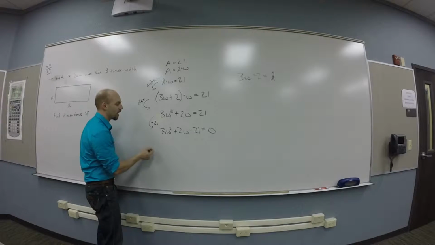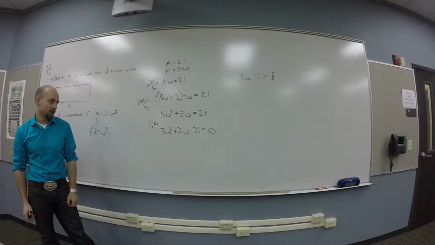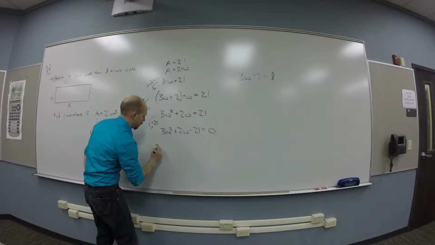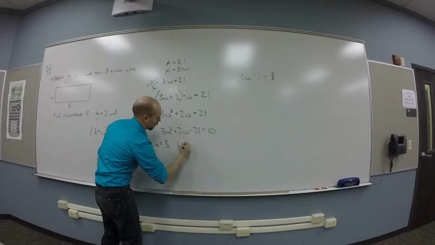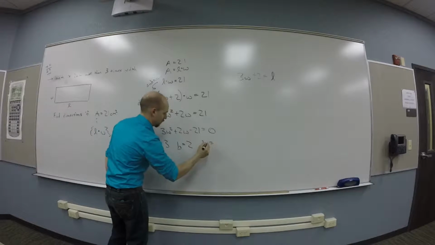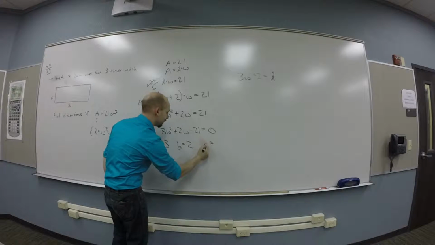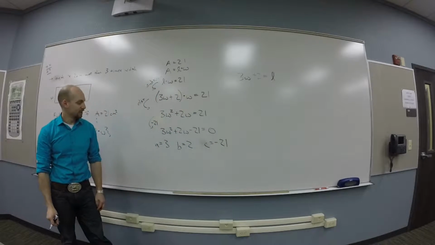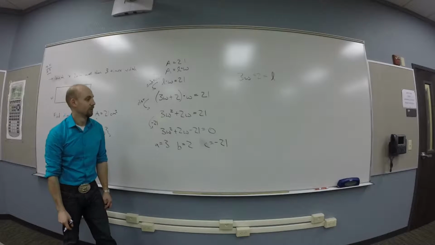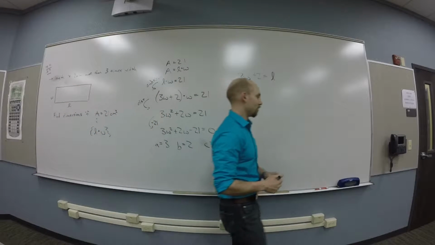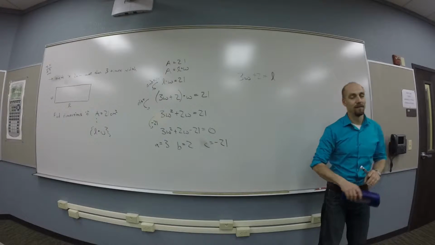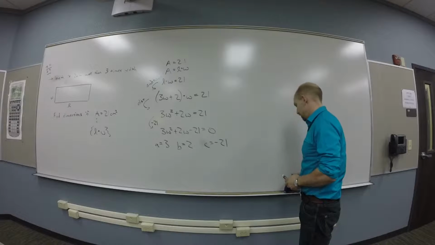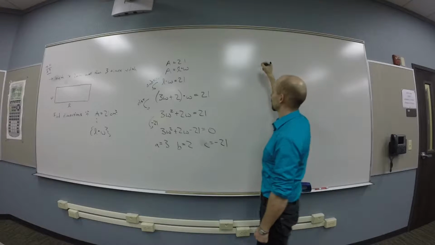Cool? All right, so if I'm going to cram this in the quadratic formula, what are A, B, and C? A, B, and C, right? Negative 21. Okay, so now I need to bust out the quadratic formula. Where do I keep that? In your brain.